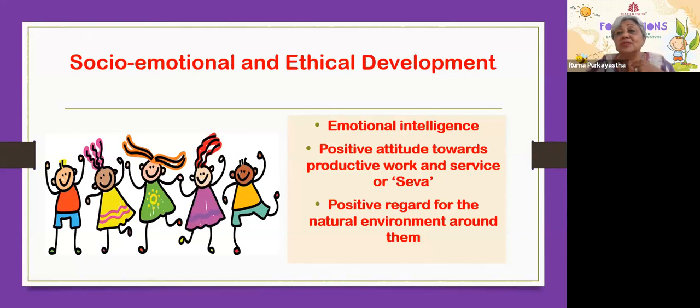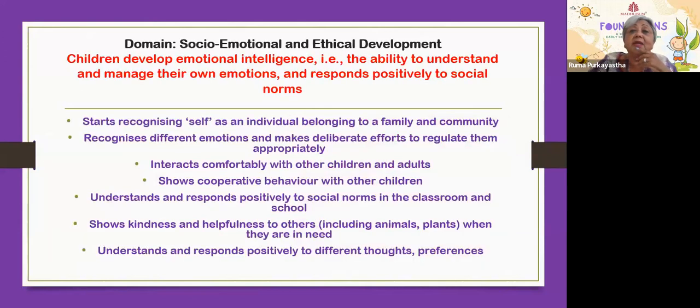Now, how am I going to do this in my classroom? Emotional intelligence, I know all of you know it, is the ability to understand and manage your own emotions and respond positively to the norms that are around us. I have to understand my own emotions. I have to understand the other person's emotions. So I have to plan for activities where children start recognizing themselves.